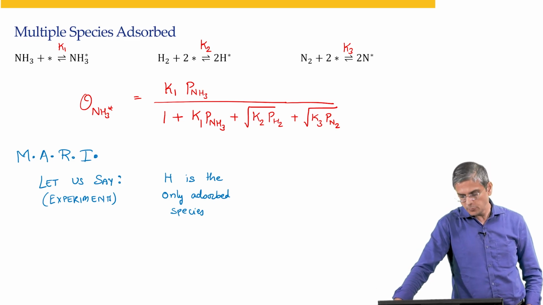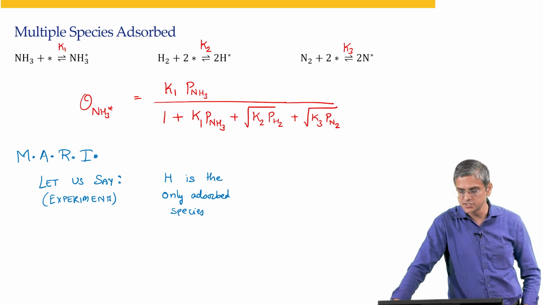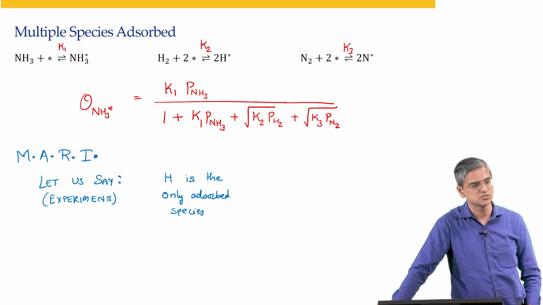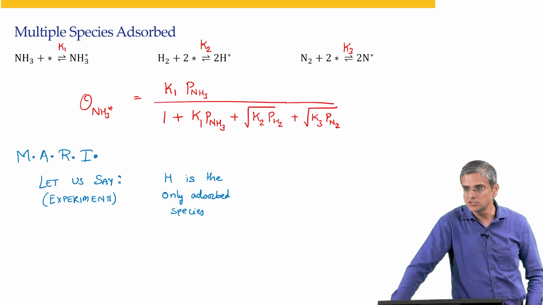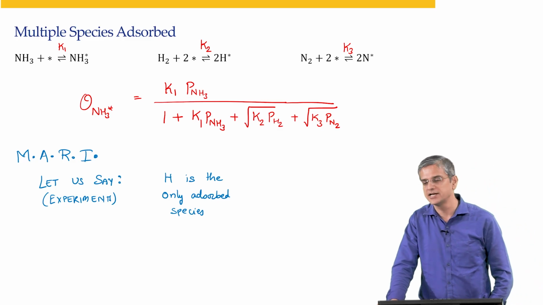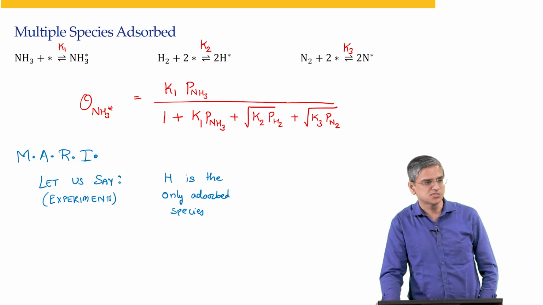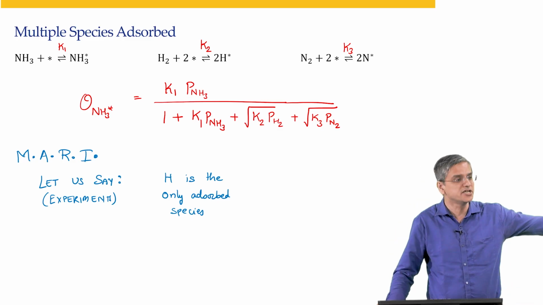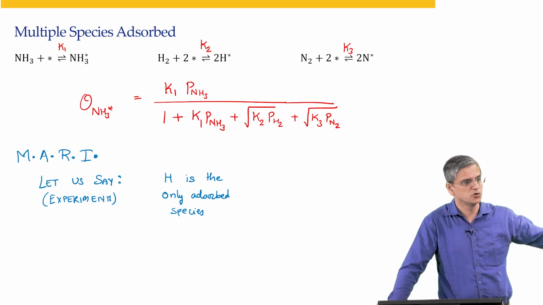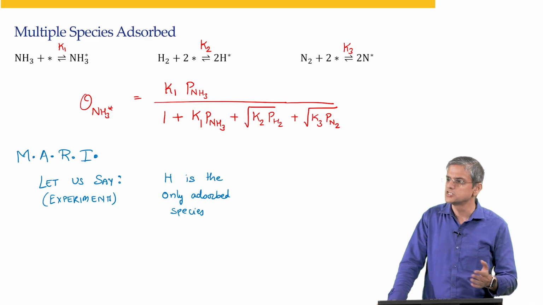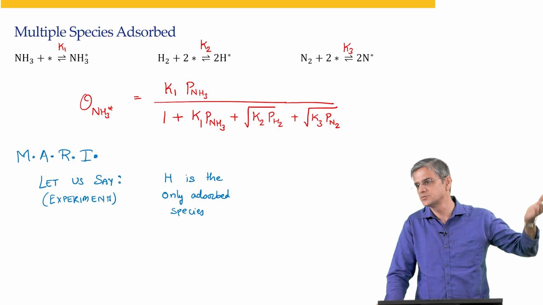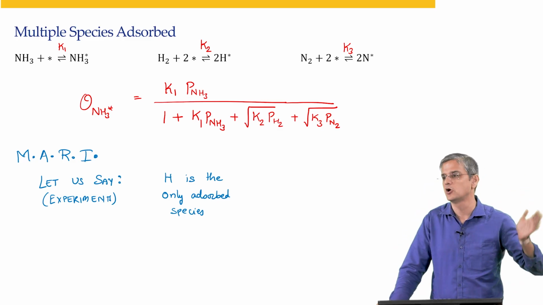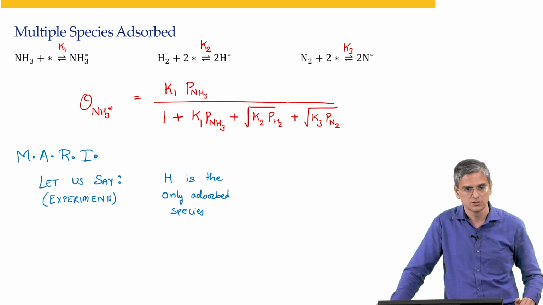What do you mean when you hear the word hydrogen is the only adsorbed species? Does it mean ammonia is not adsorbed, nitrogen is not adsorbed? It does not mean that ammonia and nitrogen are not adsorbed. It just means that the coverage of hydrogen is at least 3 orders of magnitude more than ammonia and nitrogen. That means if hydrogen coverage is say 0.5, 0.6, 0.7, nitrogen and ammonia coverage is less than 10 to the power minus 3 or 10 to the power minus 4.